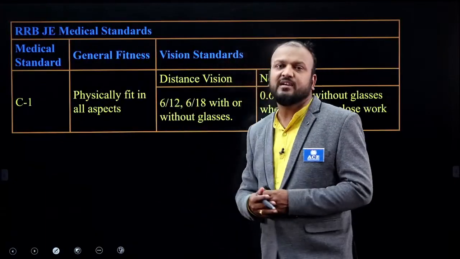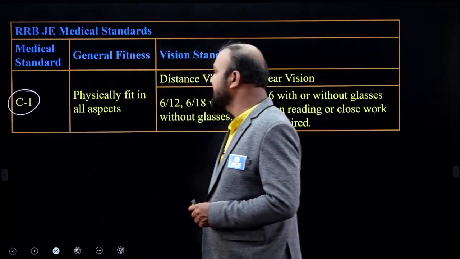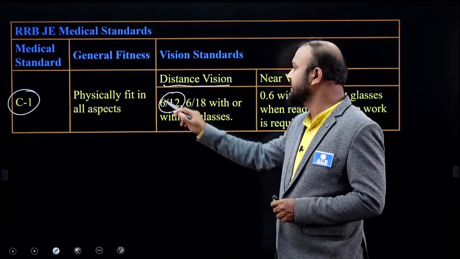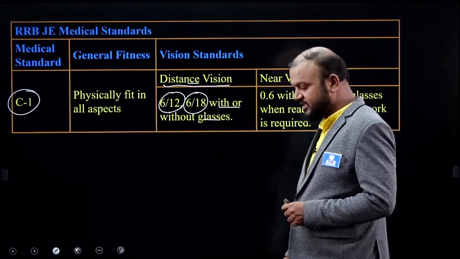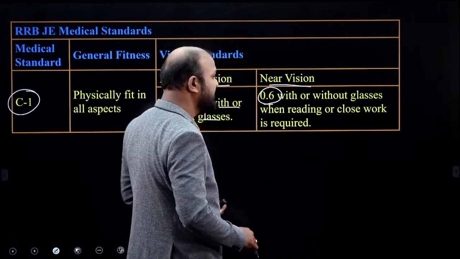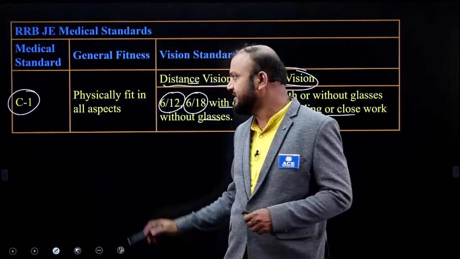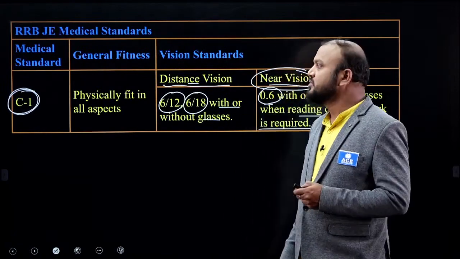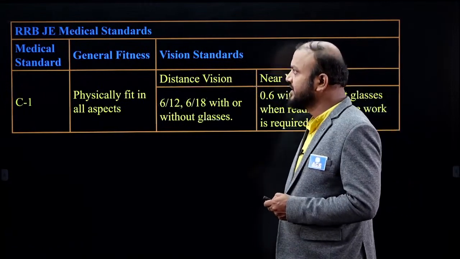And RRB JE medical standards are C1 or above. C1 or above requires distance vision of 6/12 or 6/18 with or without glasses. Near vision should be 0.6 with or without glasses, when reading or close work is required. This is the C1 standard, and C1 standard and above is required. Those candidates qualifying for the C1 or above level are qualified for the medical test.